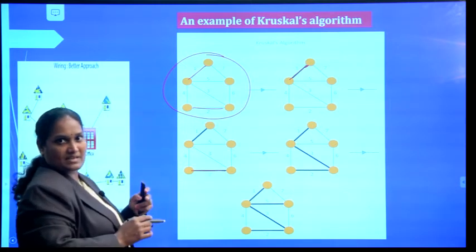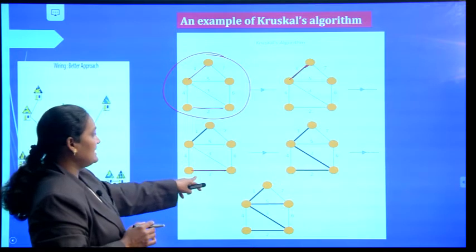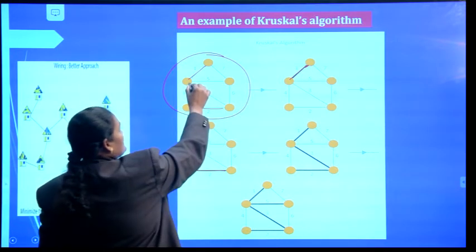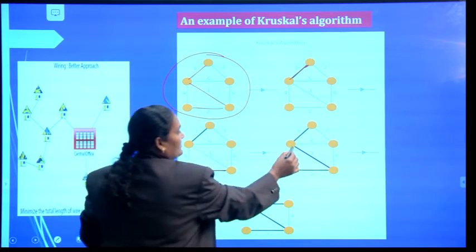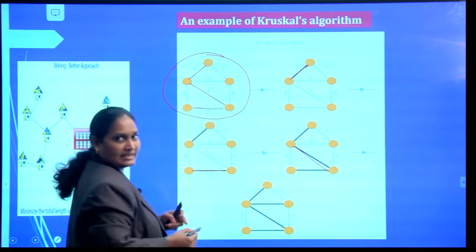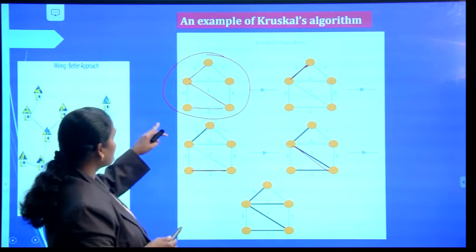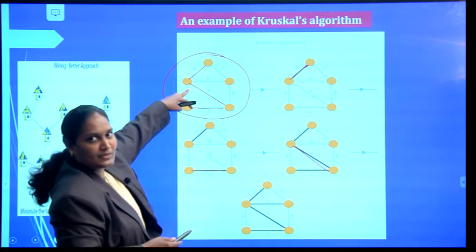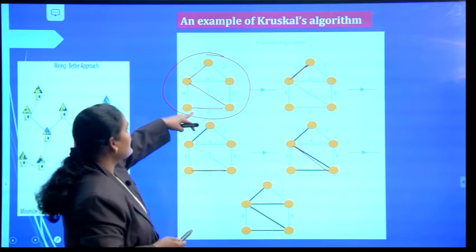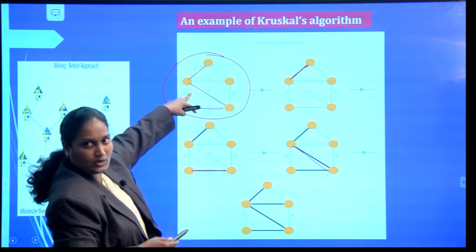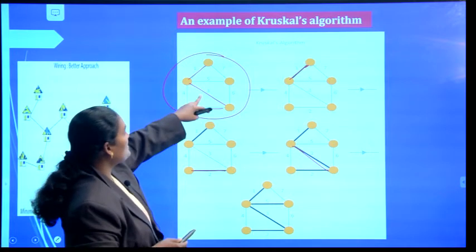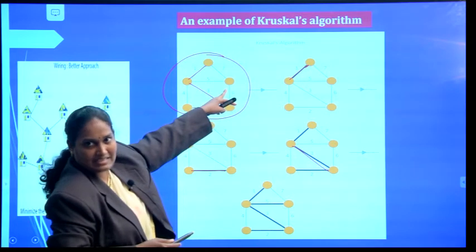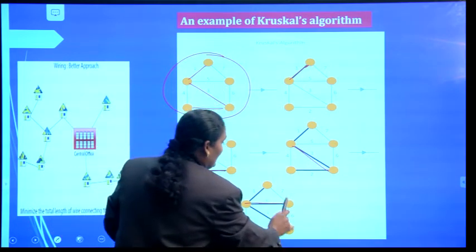The next minimum cost edge is 2. That is, we are selecting this edge. Later if you observe all those edges, next minimum cost edge is this one. So we selected this one. So after that, what is the next minimum cost edge? Next minimum cost edge is 4. But if you select 4, this creates a cycle. So we are not going to select 4. What is the next minimum cost edge? 5. But the 5 is not creating any cycles. So here we are going to select 5.